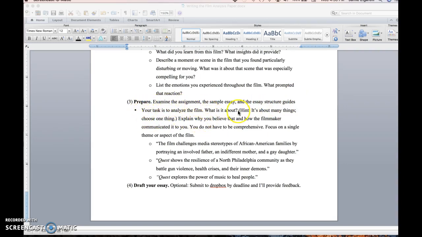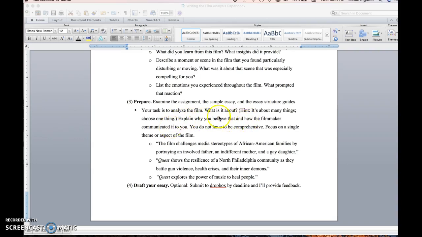You've got to analyze the film. What's the film about? And the film is obviously about a lot of things, and I'm not asking you to give me a comprehensive dissertation about the film. You can focus on one thing, no matter how big or small it is, and write in detail about that thing.